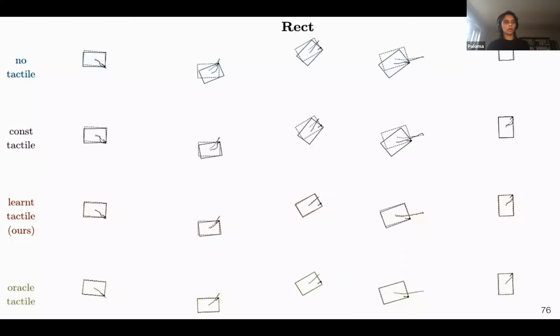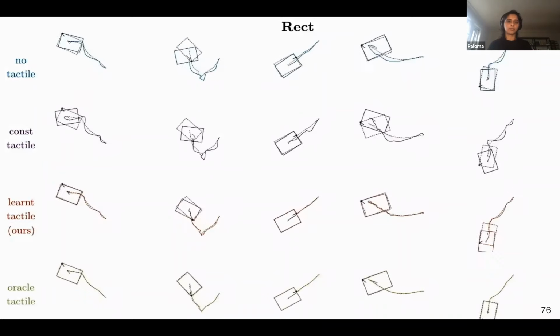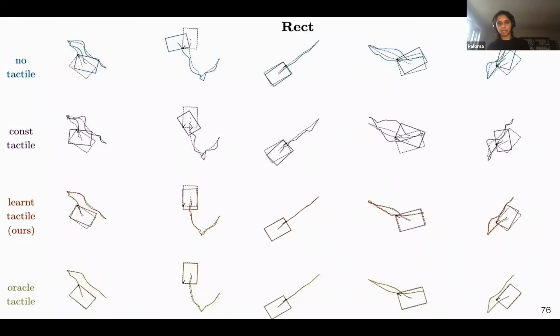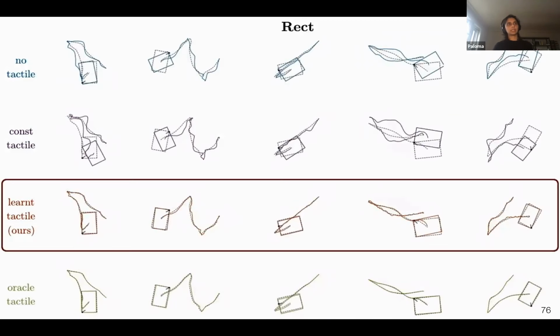And here we show more qualitative results from 5 different trials pushing a rectangular object. We compare against various baselines, notably the no tactile baseline, which uses only the physics and geometric models, and the const tactile baseline that you saw earlier, which was equivalent to using a contact detector without image information. These trials were all collected from real data. The Oracle tactile here uses ground truth values. And we see that the learned tactile factors are able to reliably track the object over time, recovering poses close to their true trajectories.